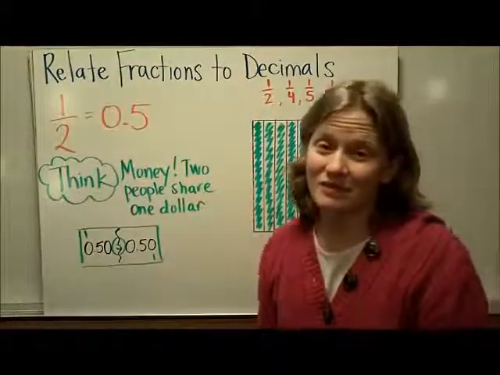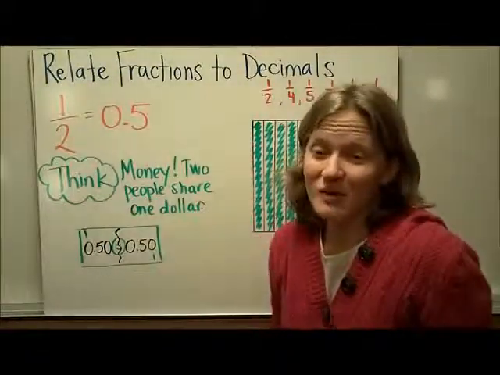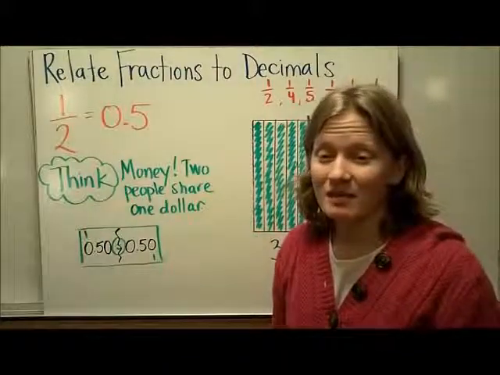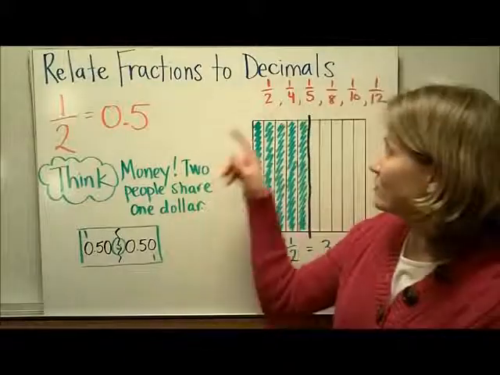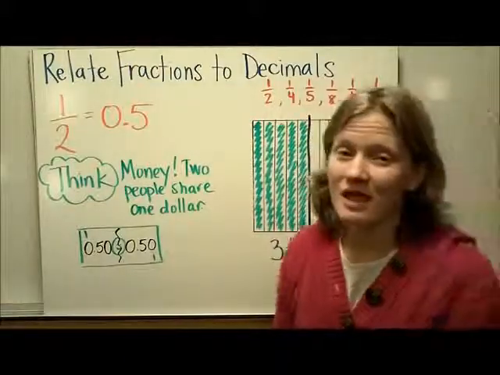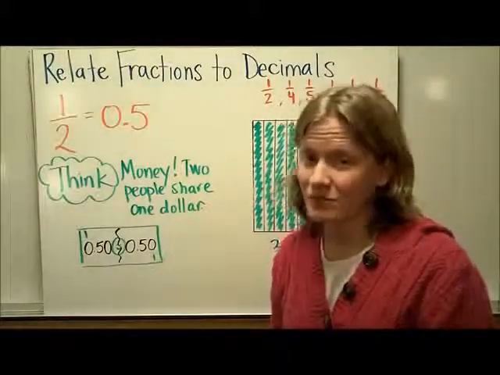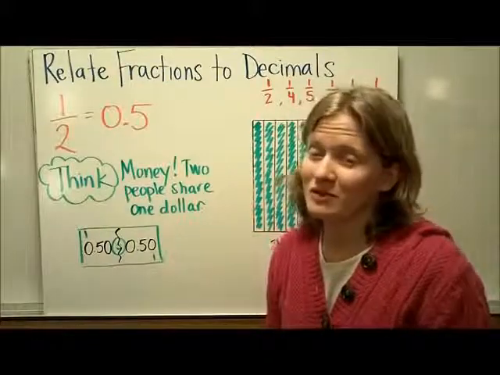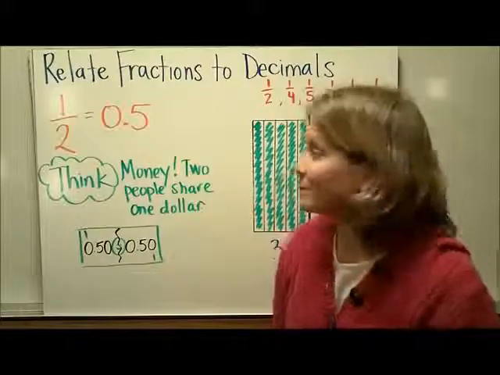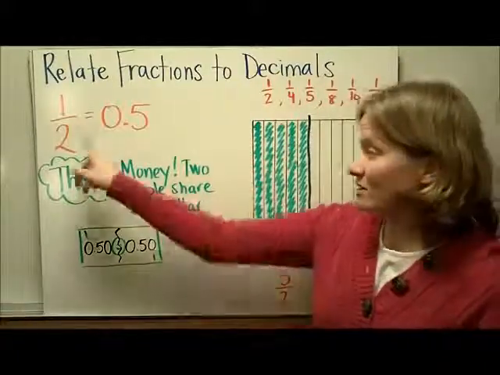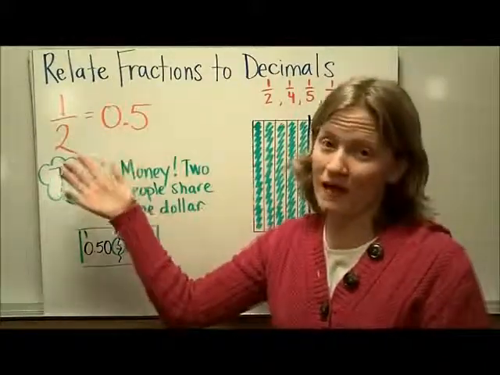Relating fractions to decimals. All fractions can be represented as decimals because both of them are a way to represent part of a whole. So we're going to go through 6 common fractions and their equivalent decimals, but by the end you should be able to know how to translate any fraction into a decimal, not just these 6. So let's start with the easiest one, 1/2.